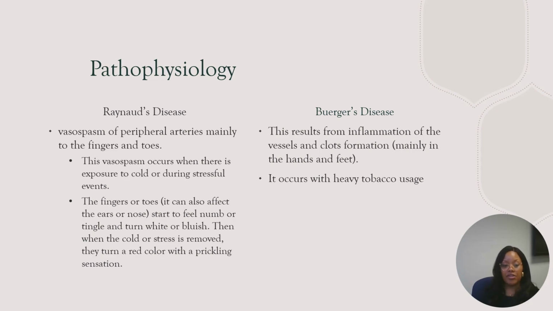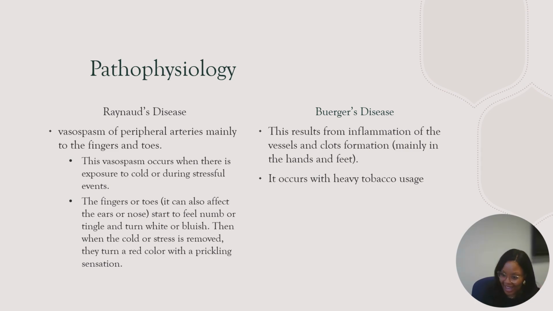So the fingers or the toes start to feel numb or they tingle. And why? Because blood is not getting to that area. Once you remove the cold or the stress goes down, the color then comes in, right, with a prickling sensation. So I want you guys to think, because we just talked about it with PAD, why do you think there is a bluish color or a white color in the fingers and the toes? Let's see, do you guys know?